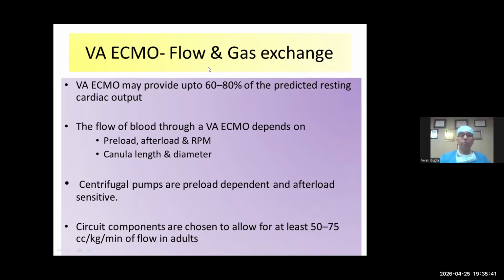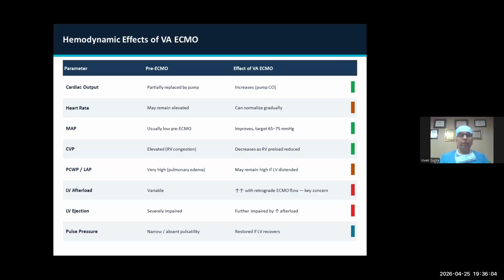We must remember that centrifugal pumps are preload dependent and afterload dependent. If the preload is less, the flow will drop on the same RPM. And if the afterload is very high because of vasopressors or so many other factors, the flow will drop. Basically, we want to target 50 to 70 ml per kg per minute of flow in any adult patient. So how does it affect the hemodynamics?